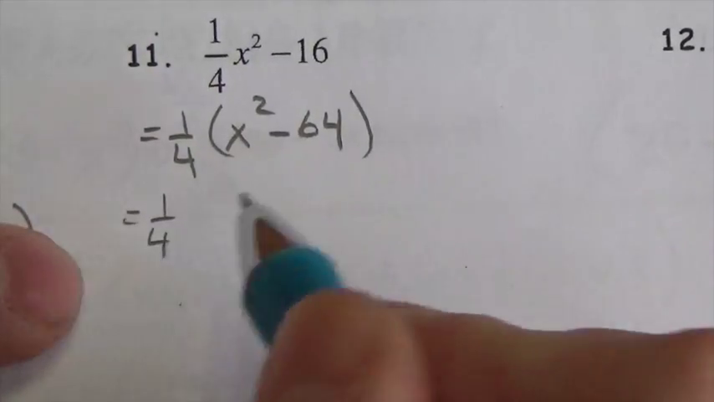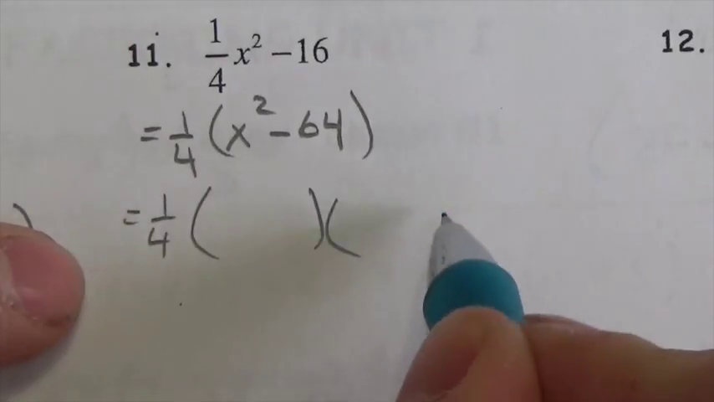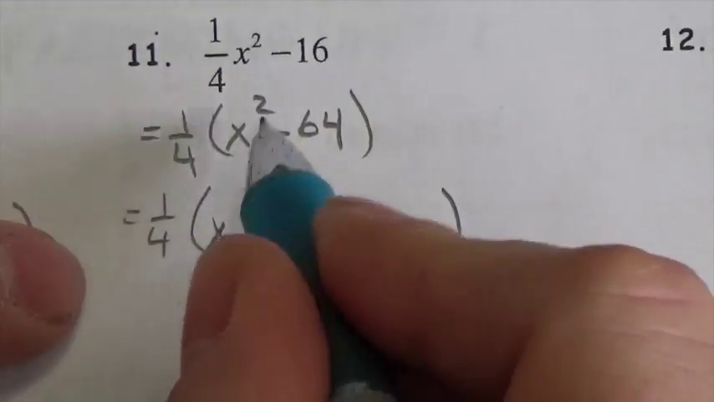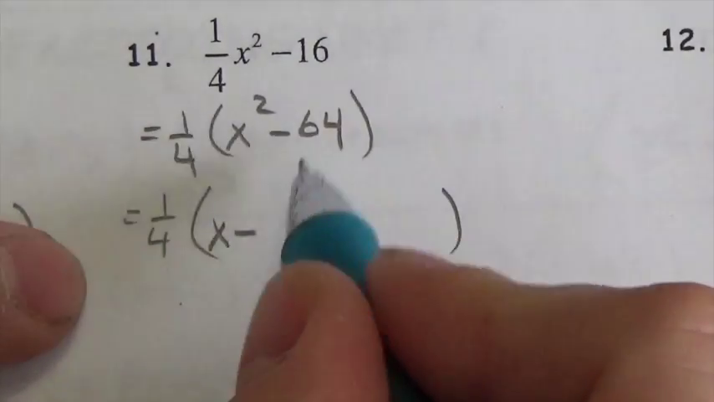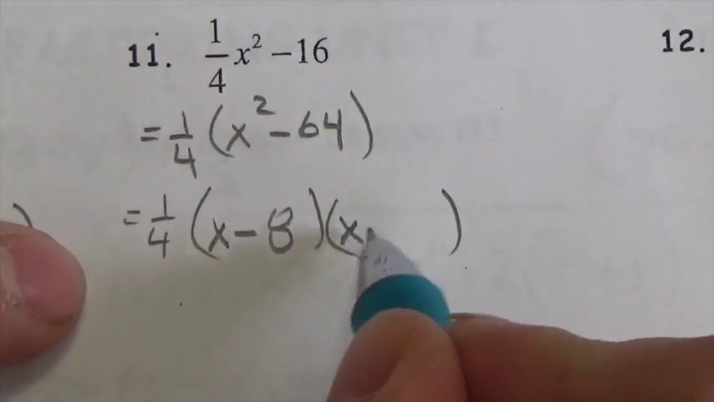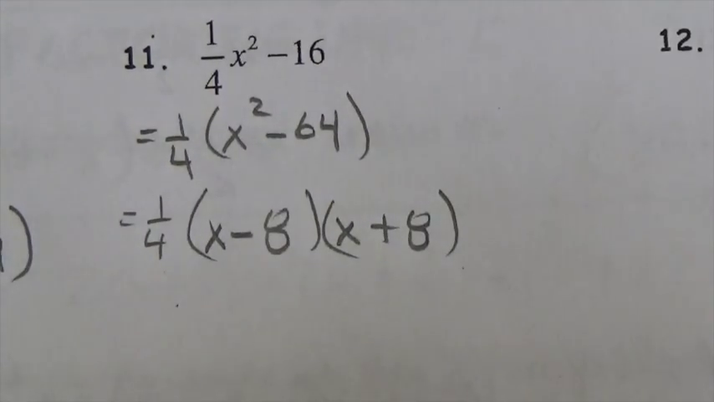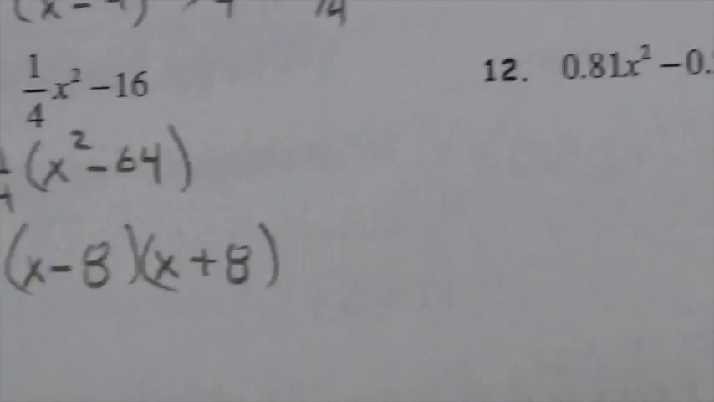So the 1/4 stays out front. And I can recognize that x squared minus 64 is a difference of squares. So the square root of x squared is x, the square root of 64 is 8. And then I would write that as x plus 8. So there's my binomial conjugates. Okay, one more.